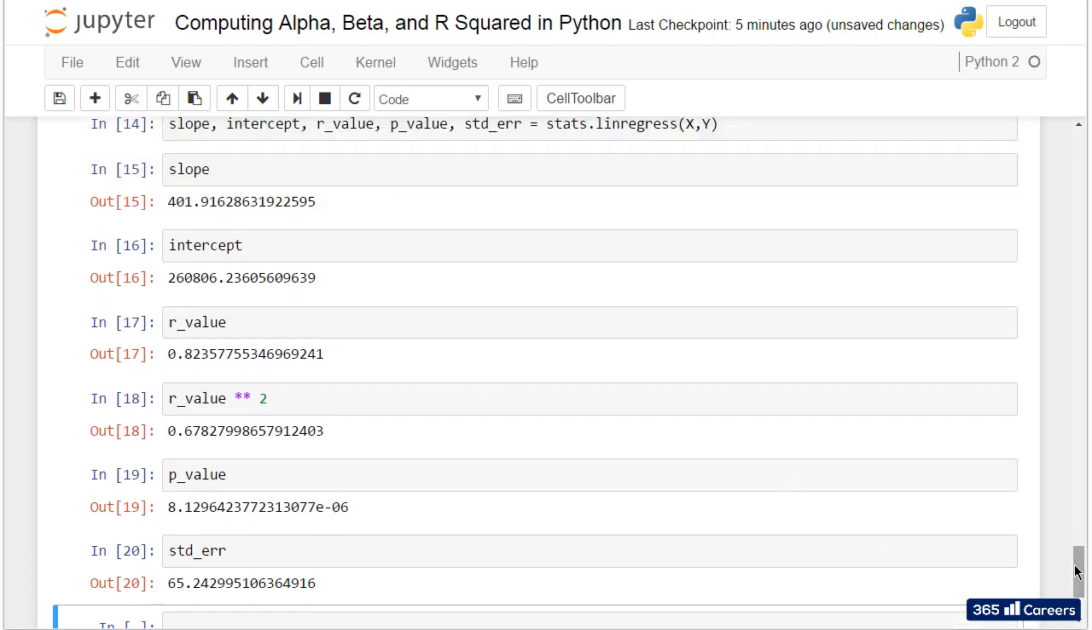Please don't forget to raise the R value to the power of 2 to obtain the well-known R-squared statistic. The other values are the same as the one we saw in the earlier regression output, right? The slope is $402. The intercept, around $260,800. And the standard error, $65. We will learn about the p-value in the lesson where we introduce multivariate regressions.